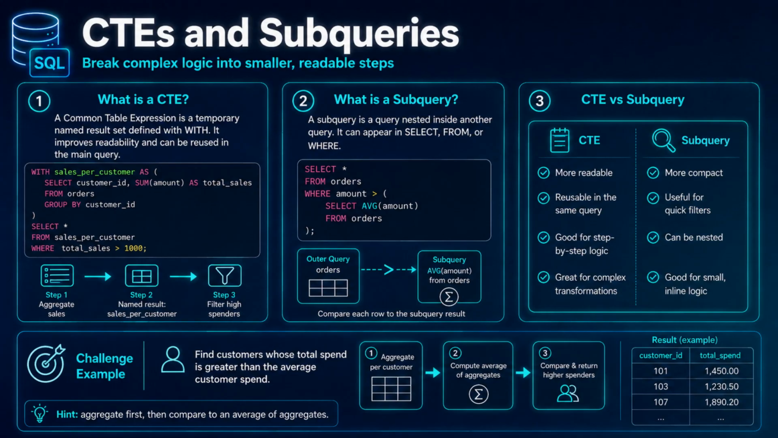You can first calculate the total spend for each customer, then compute the average spend across all customers, and finally compare individual totals to that average. Using a CTE makes this process clear and structured, helping you build better SQL skills over time.